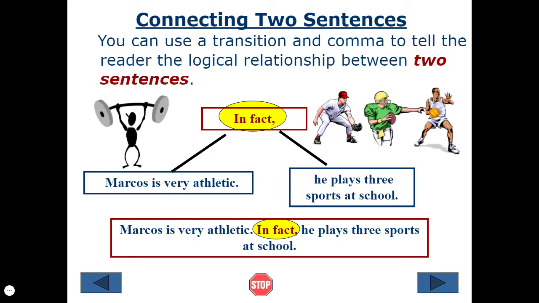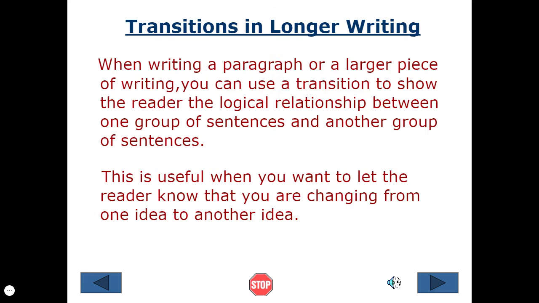You can also use transition words to connect two sentences. And to do that, you normally put your transitional phrase in the beginning of the sentence followed by a comma. So for example, Marcos is very athletic. In fact, he plays 3 sports at school. So this shows us kind of the relationship between the two. So it's almost like giving us that cause and effect. Because he's athletic, he can play 3 sports at school. We get that through that transitional phrase, in fact.